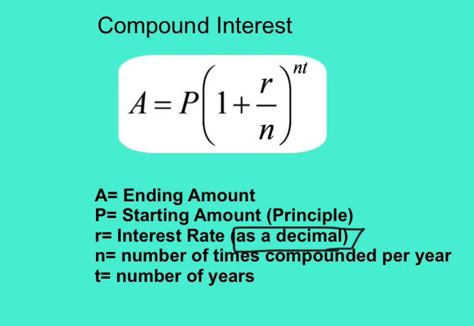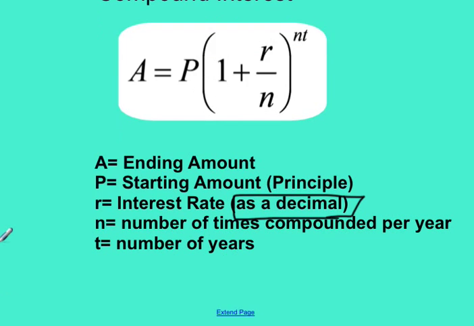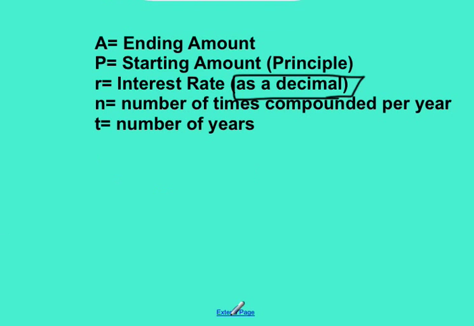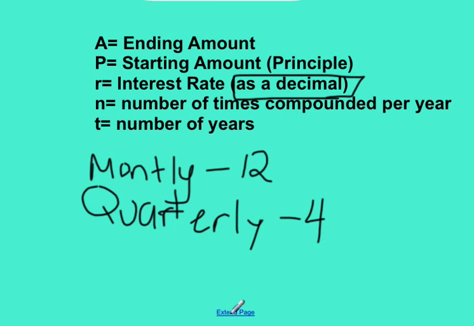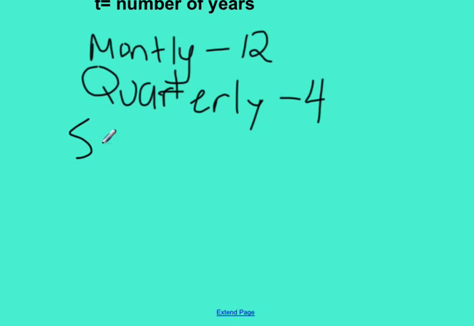Okay, so let's take a look at some possible values of n. We're just going to write that down here. So if it says monthly, that means it's compounded monthly, and your n is going to be equal to 12. If it says quarterly, think about a quarter. There are 4 quarters in a dollar. Quarterly means 4.